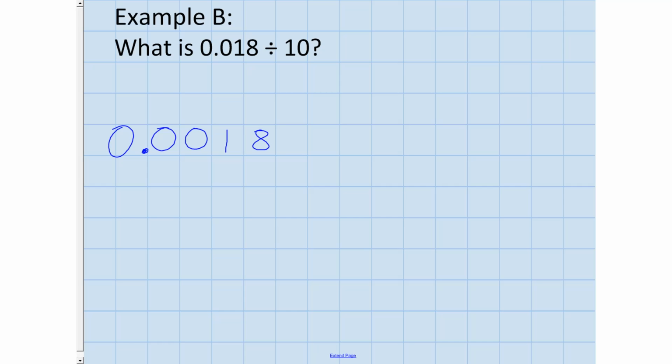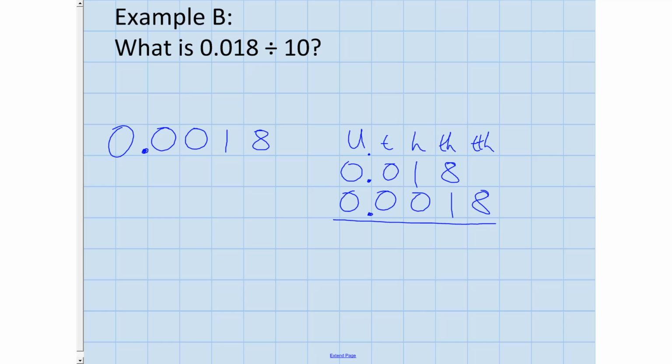Again, here's the units, we're on 0, then tenths, hundredths, thousandths, and then ten thousandths. We've got 0.018. All the digits move one place to the right. Oops, remember to copy the point from above. 0.0018.